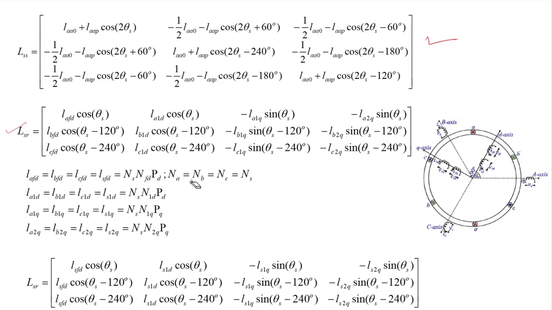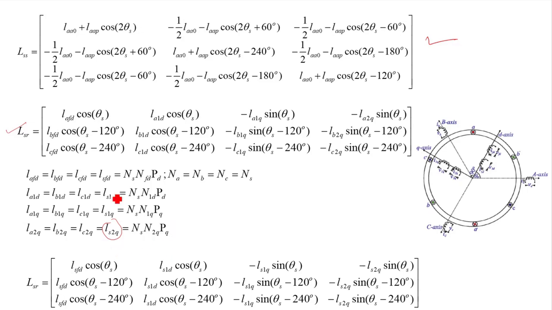Similarly, NA equal to NB equal to NC equal to NS. Similarly, LA1D equal to LB1D equal to LC1D, I can represent as LS1D. LS1D means stator inductance with respect to 1D. That will be equal to NS, N1D, PD, where PD is the permeance across the D axis. Similarly, I can write LA1Q, LB1Q, LC1Q, all three equal to LS1Q, which is NS, N1Q, PQ. PQ is the permeance across the Q axis. And LA2Q, LB2Q, and LC2Q, I can write as LS2Q. And that will be equal to NS, N2Q, PQ.